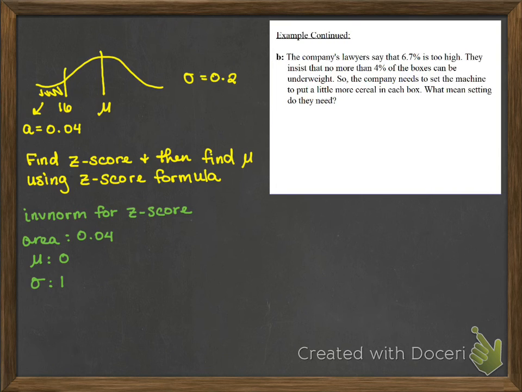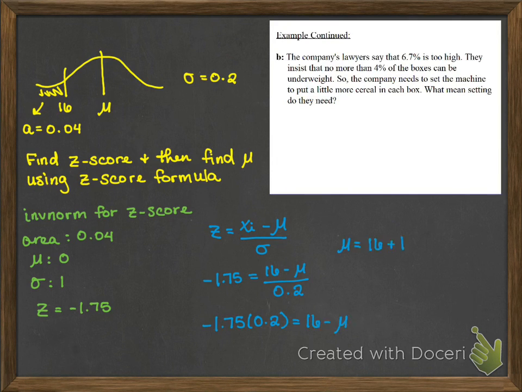So putting that in, we have the area to the left, so we don't need to change it. It's 0.04, mean is 0, standard deviation is 1, and we get a z-score of negative 1.75. So now that we have our z-score, we can put it into the formula, and that is x subscript i minus the mean over standard deviation equals z. X subscript i, that is our given data value, aka our boundary, which is 16. The mean is what we want to find. Our standard deviation is 0.2.